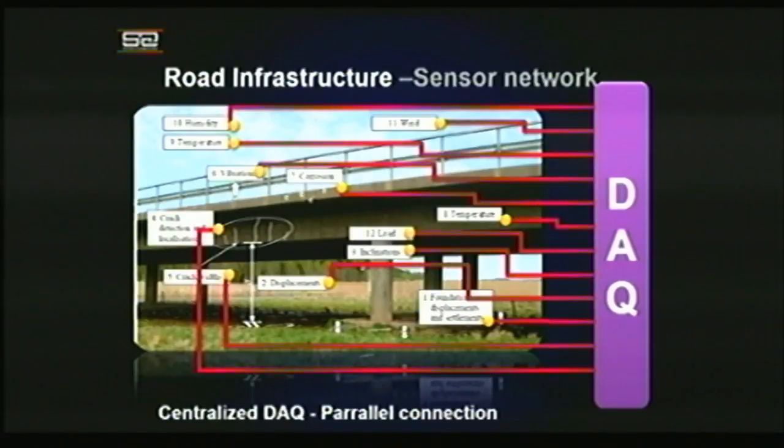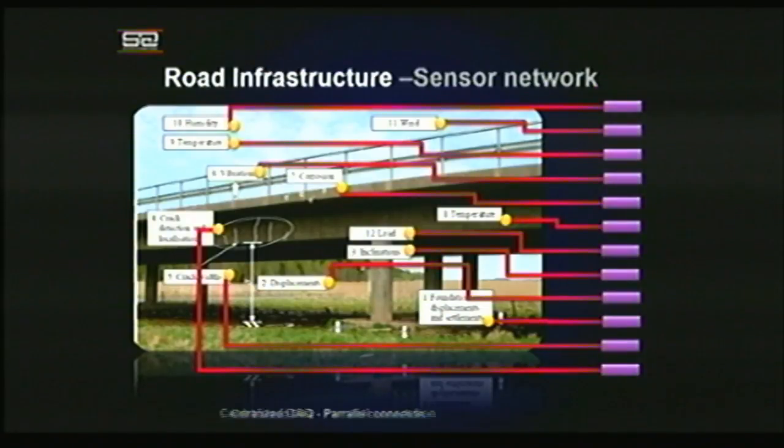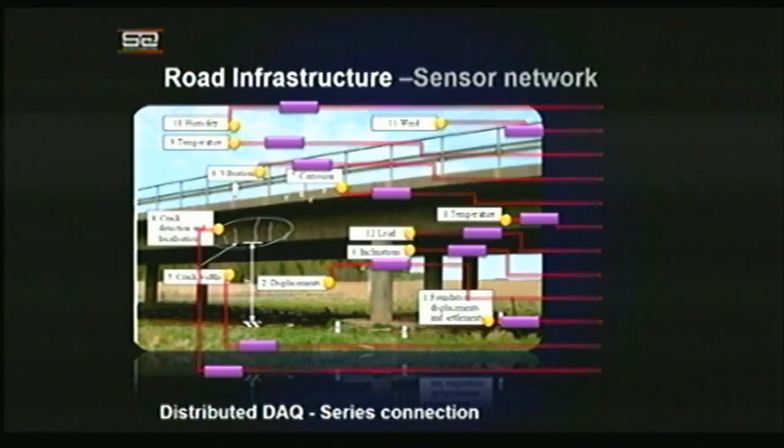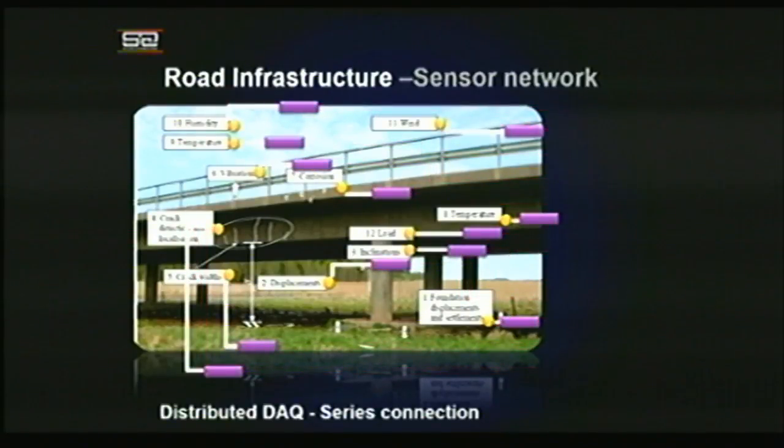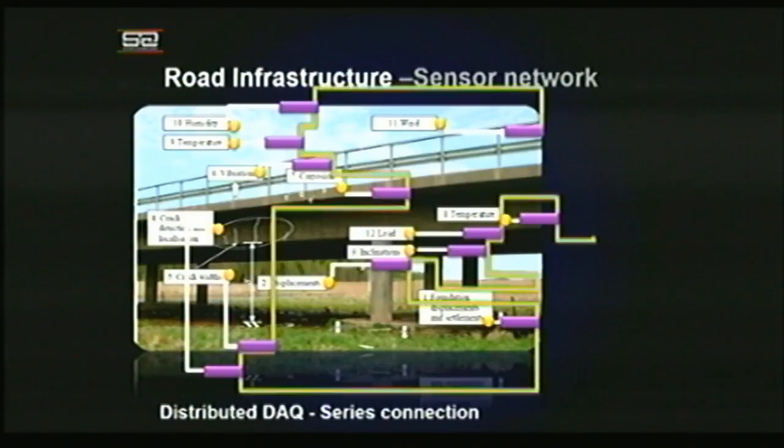This can be connected to the data acquisition system, which acquires the data from the sensor. It can be connected in parallel, or you can have the signal conditioning units very close to the sensor and then interconnected with a single wire. Every type of data acquisition system, distributed or parallel, has its own pros and cons, but this is being developed and implemented across the globe.